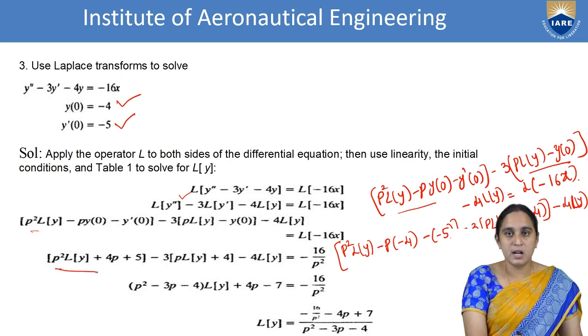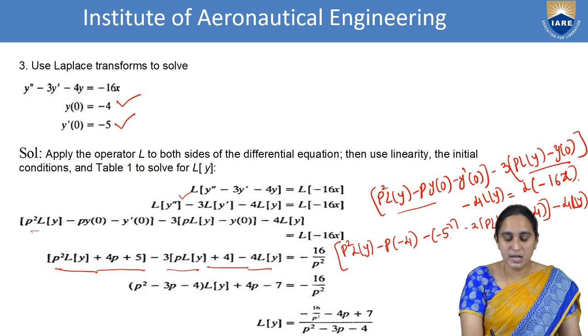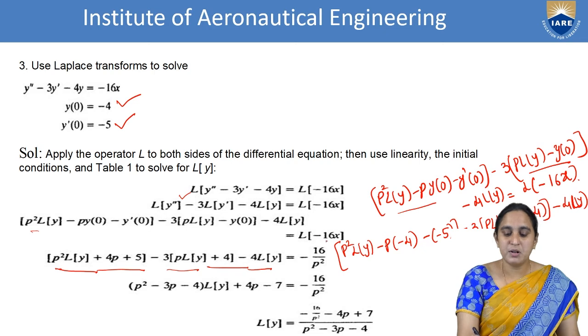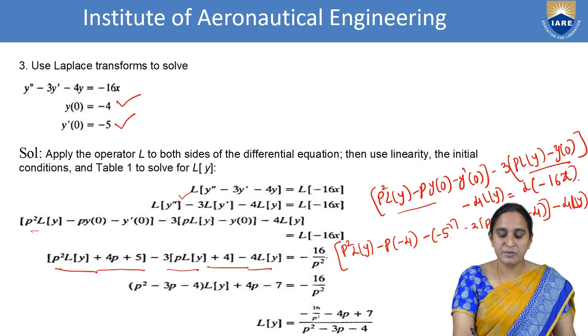After substituting each and every value, it converts like this: p square L of y plus 4p plus 5, minus 3 into p of L of y plus 4, minus 4 of L of y. And what about the RHS part? Laplace of minus 16x. I'm taking the minus and 16 outside. What is the Laplace of x, Laplace of t formula? That is 1 by p square.